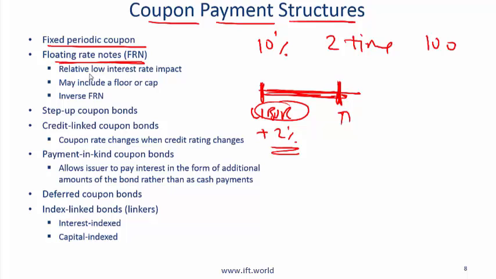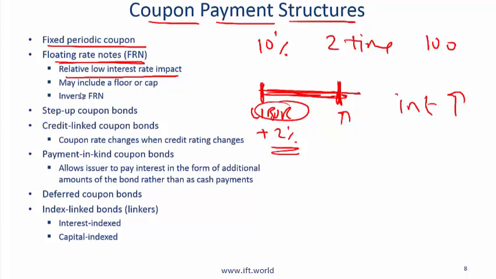An important point to note is that with floating rate notes, there is a relatively low interest rate impact. In other words, if interest rates go up, then with a regular fixed period coupon, the price impact is quite large because the cash flow is fixed. When interest rates go up, the price will come down. With a floating rate note, when interest rates go up, then the coupon payments also go up, and they are being discounted at a higher rate, but essentially both our numerator and denominator are going up, so the impact is less.